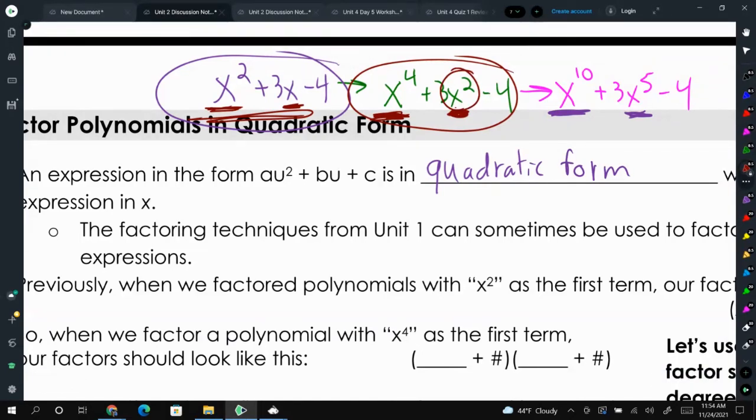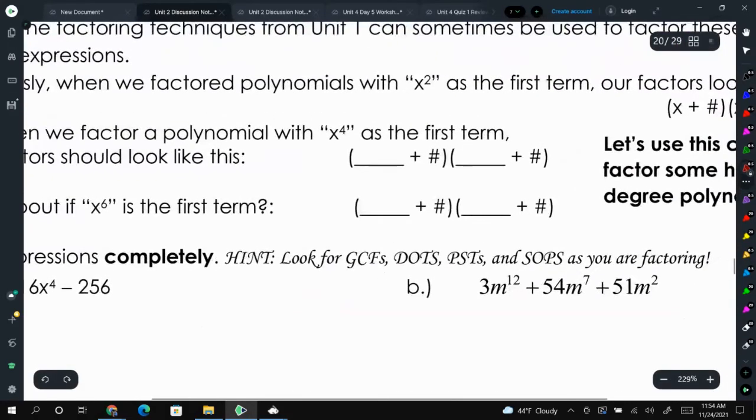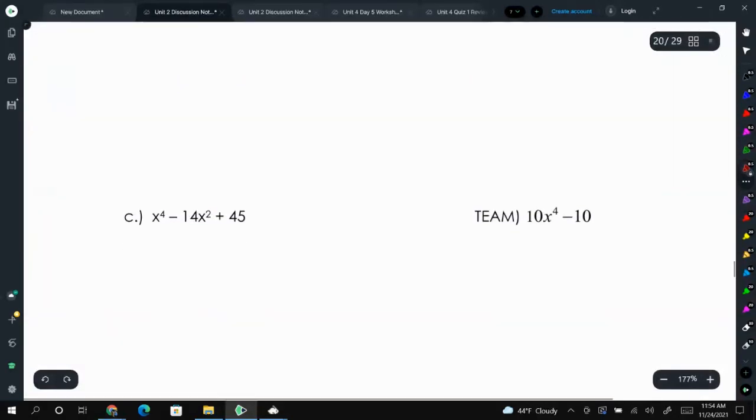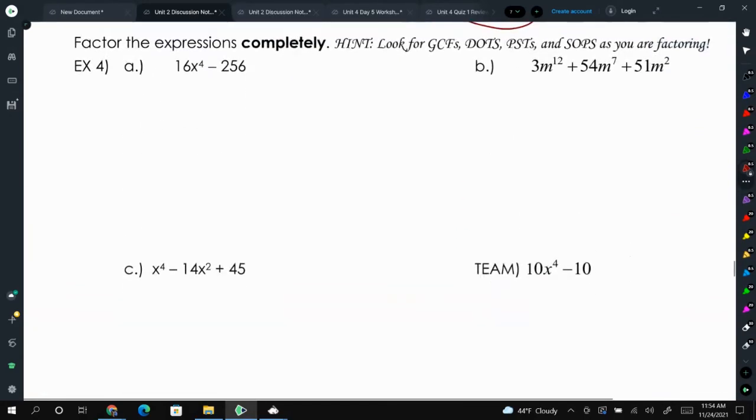Whatever this something is, this middle term, that's going to be the x at the front of your parentheses. So we have that down here. If we're x to the fourth, it's going to be x squared plus an x squared, the thing in front of both parentheses. And then if it was the sixth, well, half of 6 is 3, so x to the third and x to the third, because when you multiply these together, you would get x to the sixth. So let's look at some examples. We'll do a couple of these together, and then I'll have you try some on your own.